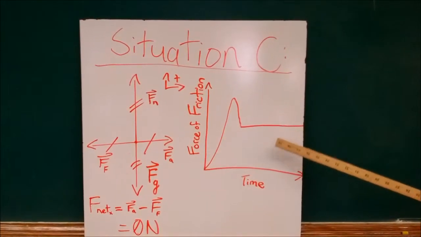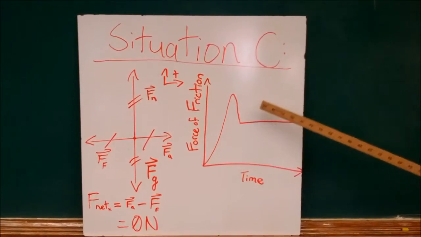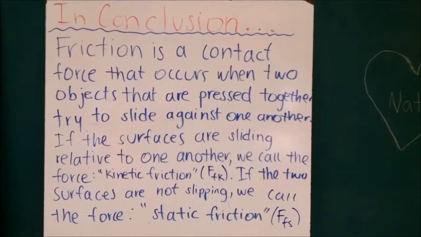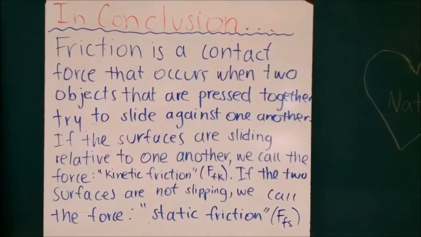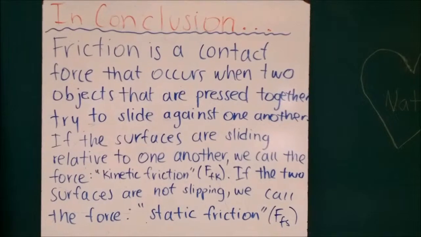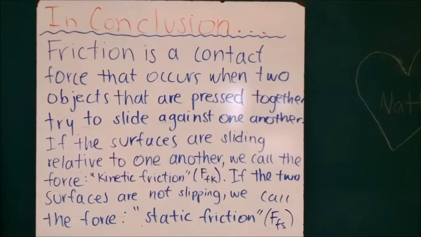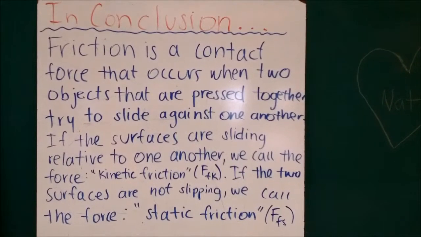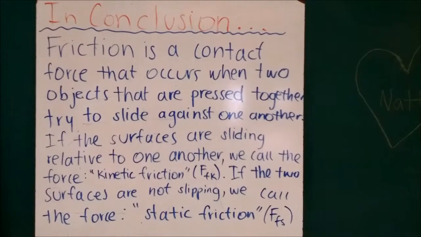And if we applied more force to the object, then the system would start having a constant acceleration. So, in conclusion, friction is a contact force that occurs when two objects that are pressed together try to slide against one another. If the surfaces are sliding relative to one another, we call the force kinetic friction. If the two surfaces are not slipping, we call the force static friction.